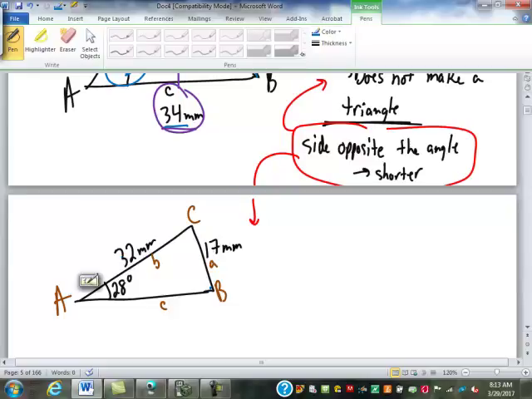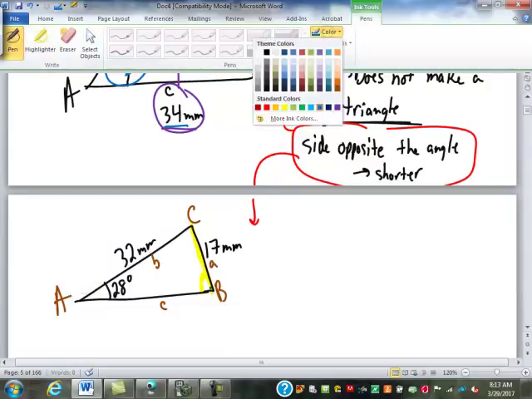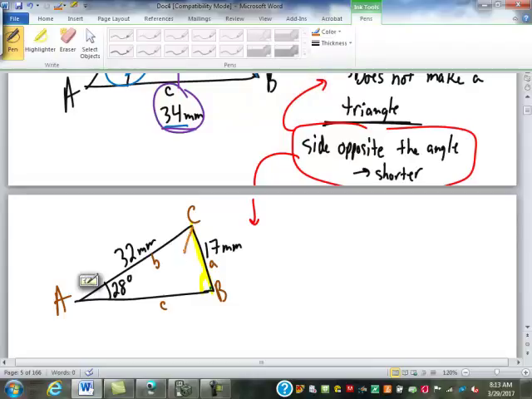The 17 millimeter side over here, side A, could go just like that and form an acute angle here. Or it could go like this and be 17 millimeters and form an obtuse angle here. This angle and this angle are both going to have the same sine. In other words, they are going to be supplements. So there are actually two possibilities.